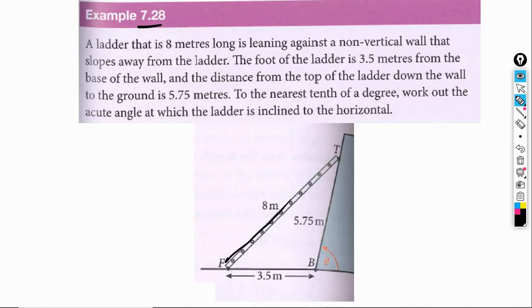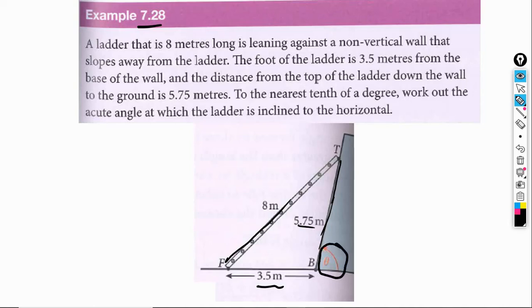so this is a ladder, leaning against a non-vertical wall. So the wall is not vertical, it's inclined, and it slopes away from the ladder. The foot of the ladder is 3.5 meters from the base of the wall, and the distance from the top of the ladder down the wall to the ground, so this distance here, is 5.75 meters. To the nearest tenth of a degree, work out the acute angle at which the ladder is inclined to the horizontal. So they want us to find this angle, evidently, right?